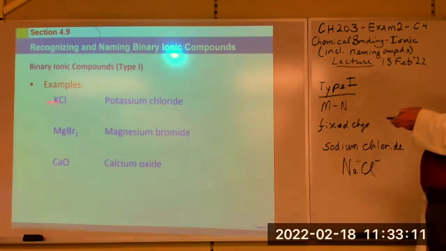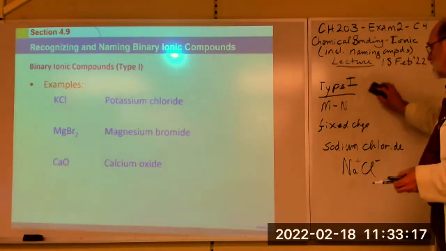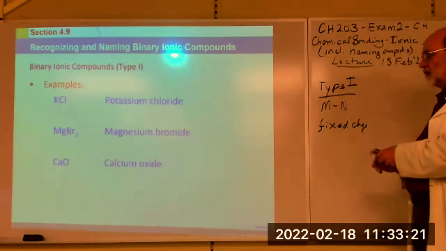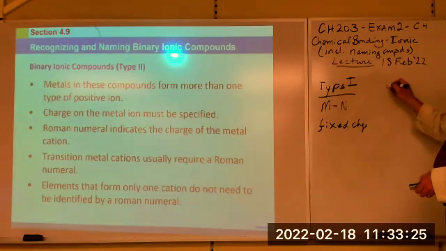We can go either direction. If we know this compound, we can write the name. If we know the name, we can write the compound. So that's type ones. Type twos next? Yes. Type two.